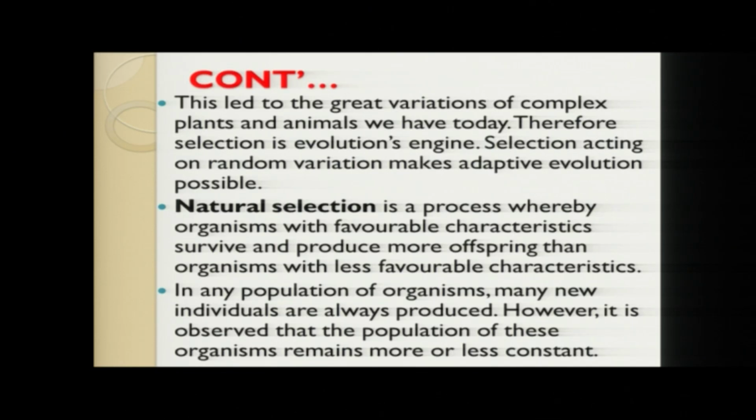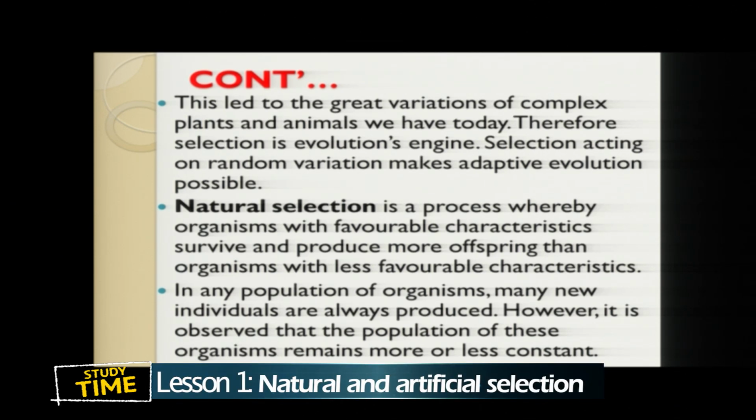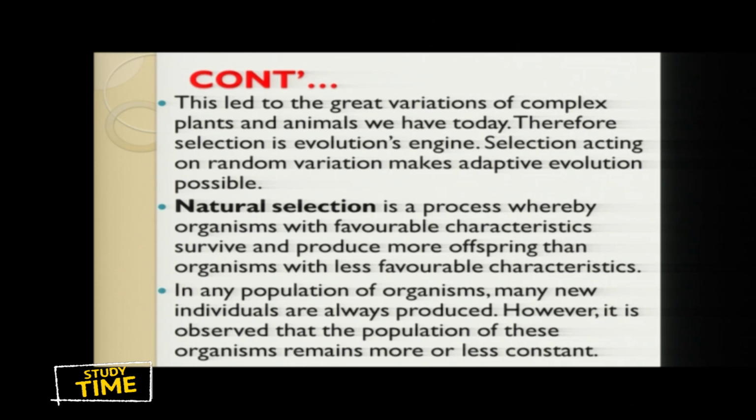Let's talk about natural selection. We are starting with that point, which is natural selection. Okay? When we talk about natural selection, it's the process whereby an organism with favorable characteristics survives and produces more offspring than organisms with less favorable characteristics. Let's have an example. Human beings, you are put in a certain environment. The environmental conditions are changing day by day, which means you must adapt or die. This is what you call adapt or die, survival of the fittest in biology.